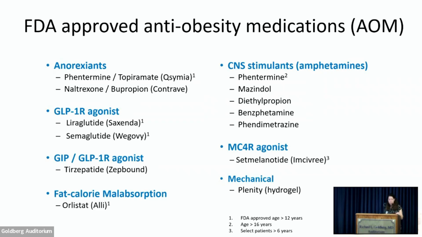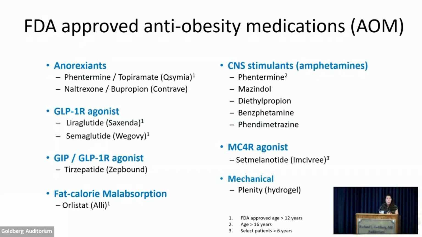Probably most of you are familiar with the GLP-1 receptor agonists. So liraglutide, when we use it for weight management, is called Saxenda. It has a different name, Victoza, when we use it for diabetes. And then semaglutide is Wegovy. Again, we might know this as Ozempic if you prescribe it for diabetic patients. We have a combination GIP and GLP-1 receptor agonist. It's called tirzepatide.